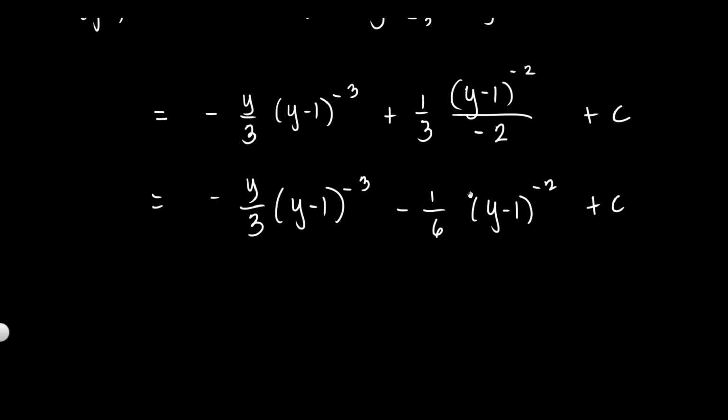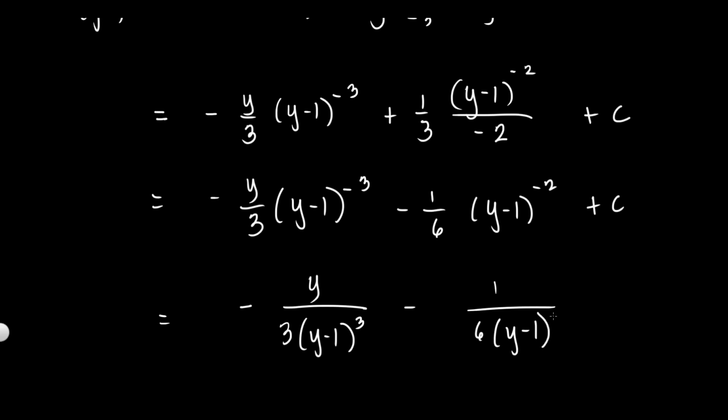Because the first term has exponent minus 3. But we can move both down, no? So, minus y over 3 times y minus 1 raised to positive 3. Okay? So, minus 1 over 6 times y minus 1 squared plus c. So, that's also okay. Either of the two is an answer. Yes. Okay? So, do you follow? It's easy, right? Okay.